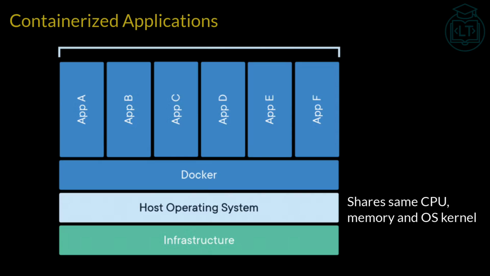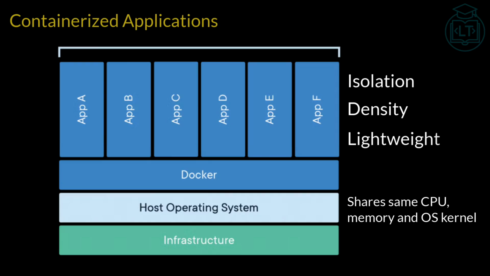This gives Docker its two superpowers. Isolation. Apps don't interfere with each other. Density. You can run many containers efficiently on the same machine. Compare that to traditional virtual machines, where every VM needs its own full operating system. Containers, on the other hand, are lightweight. They start in seconds and use far less memory. That's why Docker has become the go-to choice for developers and DevOps teams everywhere.